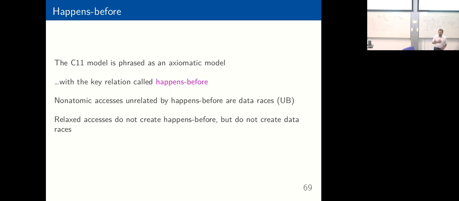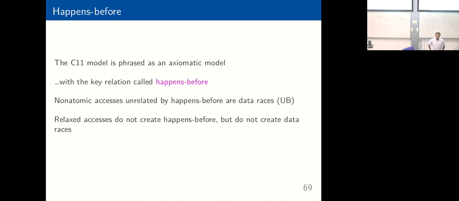C11 has a key relation that they call happens before, or causality, although they don't want to call it causality. And this is, like all our axiomatic model relations, a binary relation between memory events. It really is meant to give you an intuition of what things must happen in time order. That's the intention, anyway, of the happens before relation.